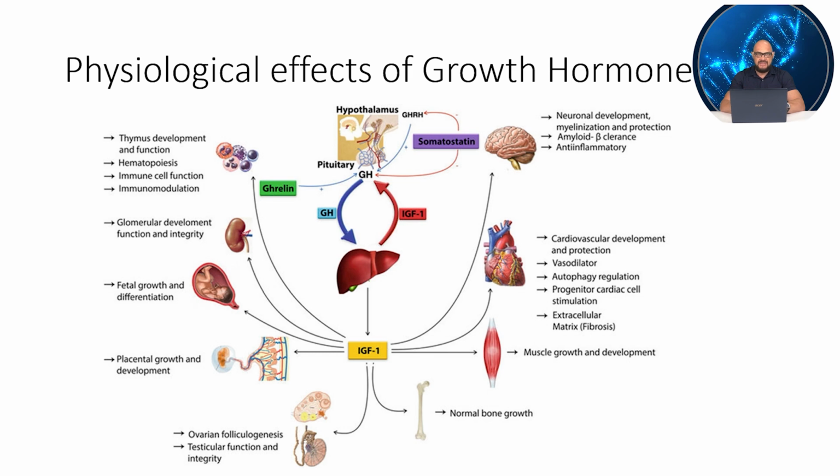and spermatogenesis, stimulation of ovarian follicles, neuronal development, beta amyloid plaque clearance, which is very important for prevention and reversal of Alzheimer's, cardiovascular development and protection, stimulator of progenitor cardiac cells, muscle growth and development, bone growth and development, and last but not the least, the fat burn.